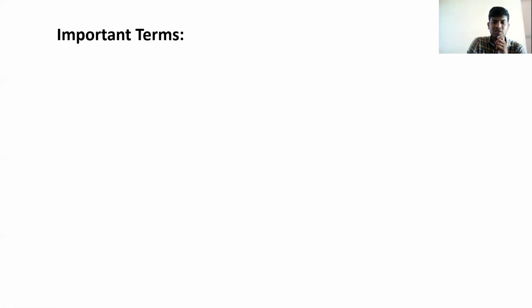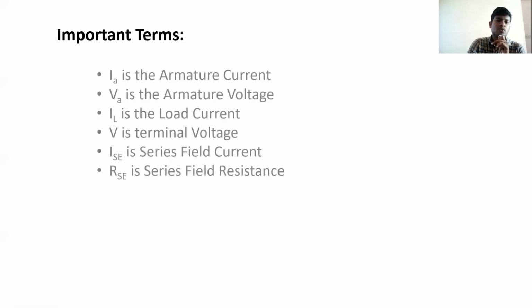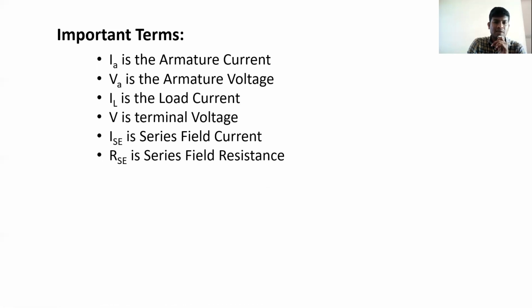That means some denotational letters. Here you can see I suffix A. I means current and A means armature, so it is the armature current. Similarly, V suffix A is the voltage at the armature, that is the armature voltage. I suffix L is the load current and V is the terminal voltage. I suffix SE, SE means series, so I_SE is the series field current, and R_SE is the series field resistance.